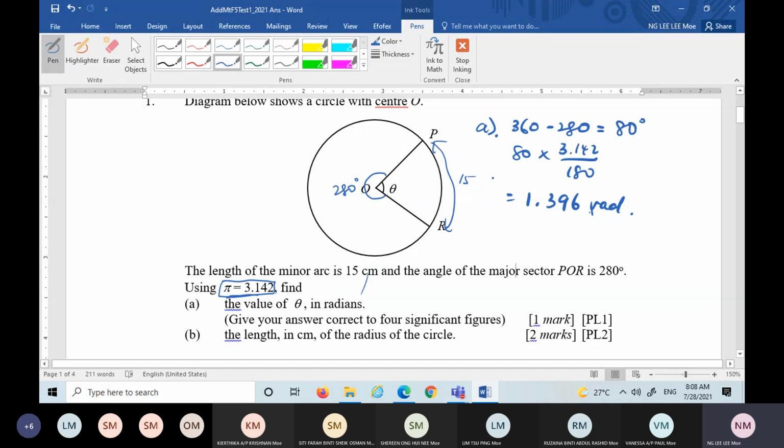Okay, now we go to B. Find the length in centimeter of the radius of the circle. Radius means they want the radius, and they already give you the arc length. So you use the formula S equals R theta. S here is the arc length, which is 15. R is the one you want to find, and theta is this angle, already found in part A, which is 1.396. Therefore the R is 10.74.